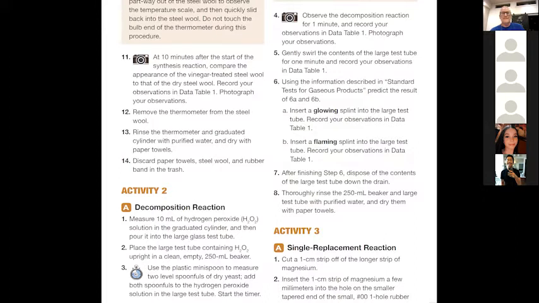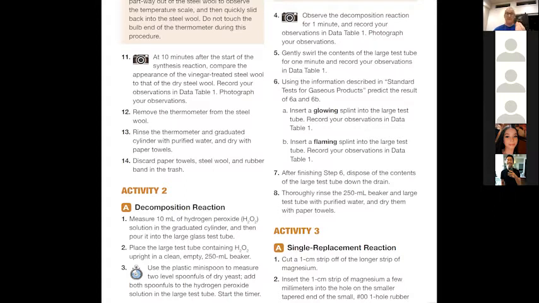When something decomposes, what does that mean? It breaks it down. Basically, it's the opposite of a synthesis reaction. A decomposition reaction takes a single reactant and breaks it down into two or more different products. So what we're going to be doing here is looking at the decomposition of hydrogen peroxide.